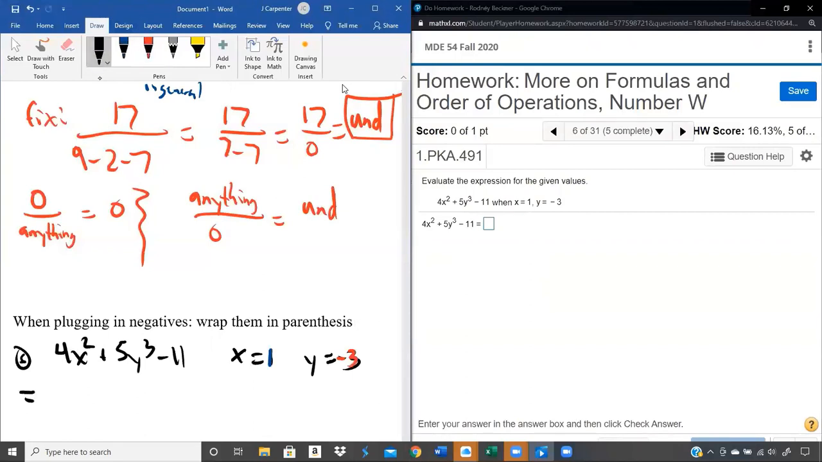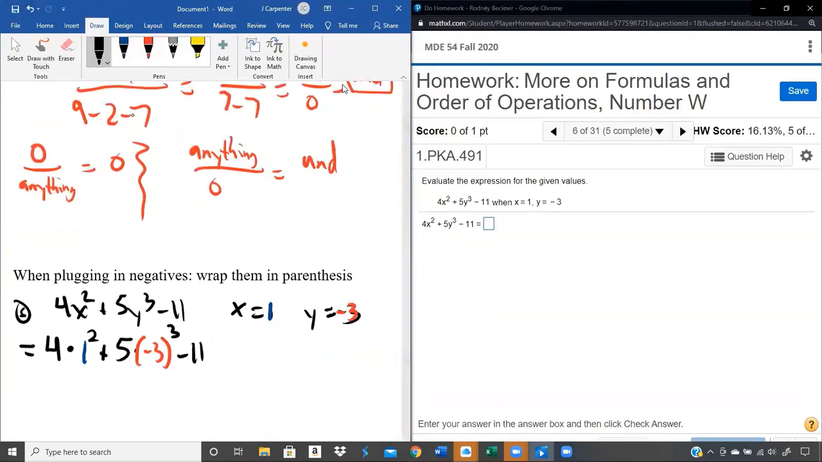So this will be equal to 4 times, now the x is being squared. Now because it's positive, I don't have to wrap it in parentheses. So there's my 1. But this y, since it's negative, I don't want to do y and then -3 and then cube it like this. That looks weird, that looks wacky, and it can give you wrong answers. You want to make sure you're wrapping your -3 in parentheses, then cubing it, then your -11.